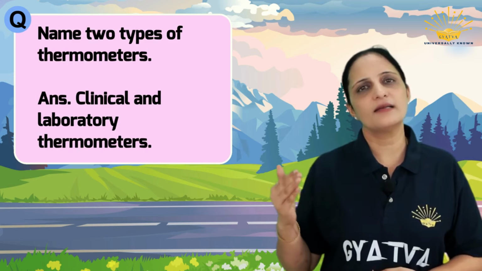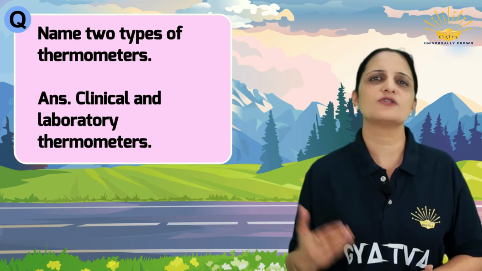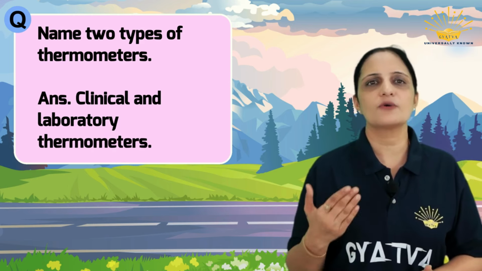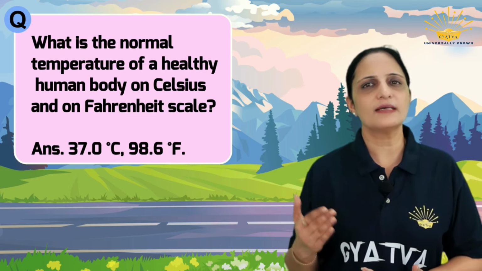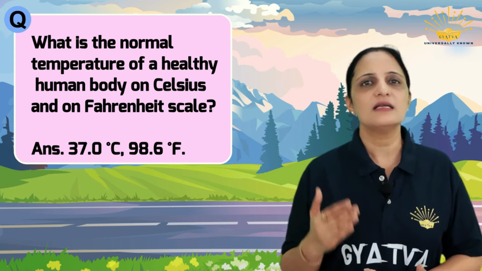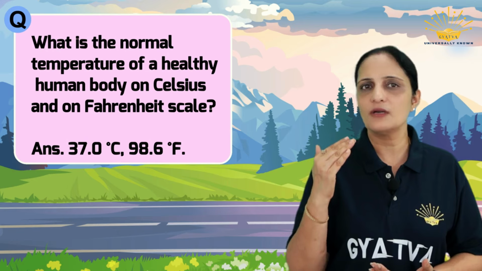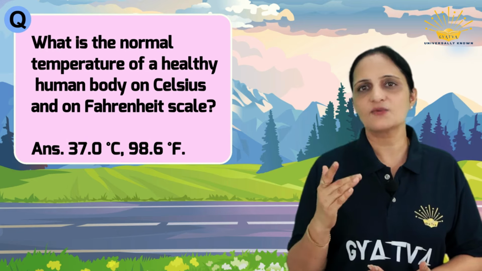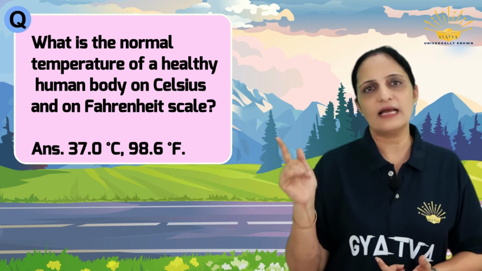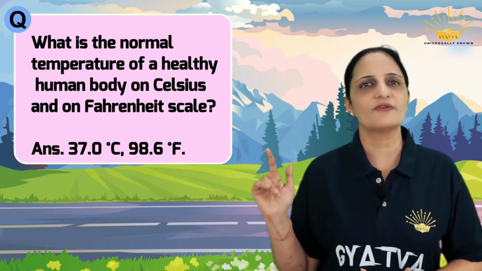Question number 3, name 2 types of thermometers. So clinical and laboratory thermometer. Infrared also you can write, anytime you can write, or digital thermometer also. Question number 4, what is the normal temperature of a healthy human body on the Celsius and on Fahrenheit scale? See, this answer you should be able to learn. Celsius पूछा है तो पहले Celsius वाला आंसर लिखेंगे 37 डिग्री Celsius and Fahrenheit 98.6 degree Fahrenheit.